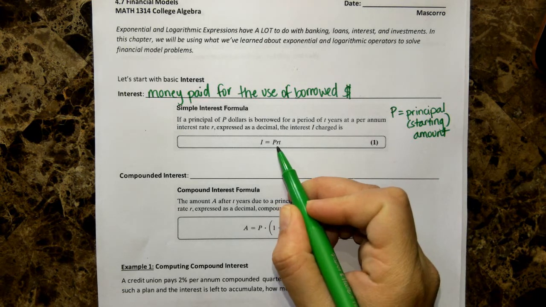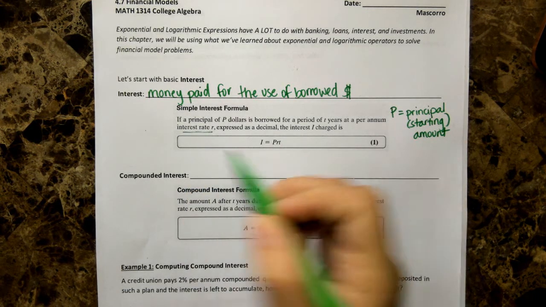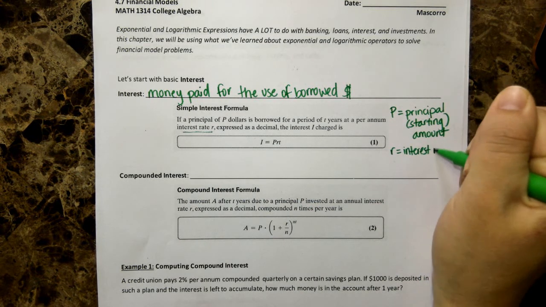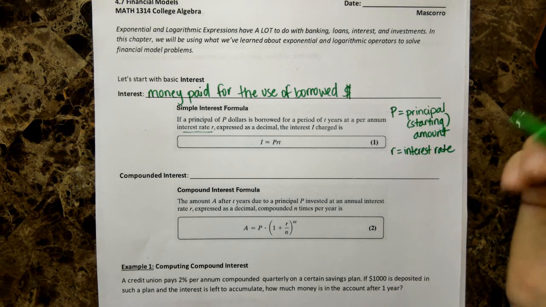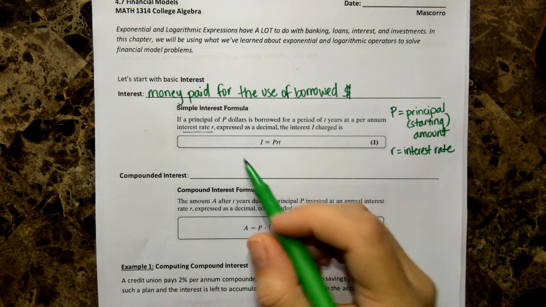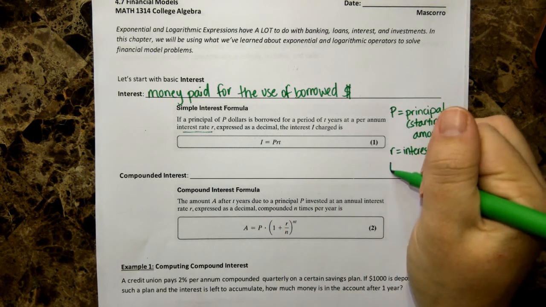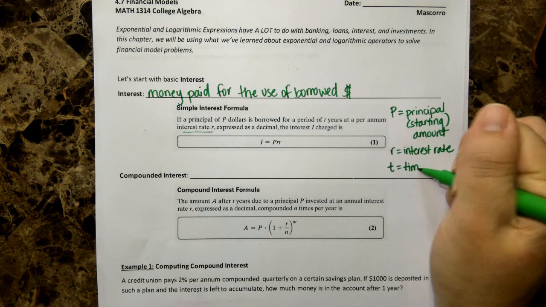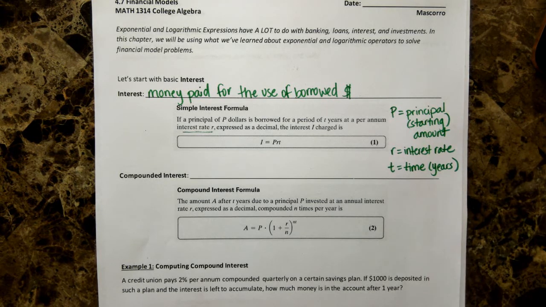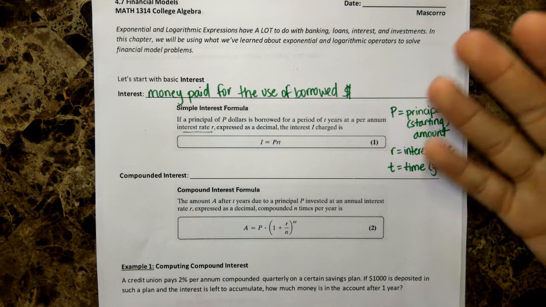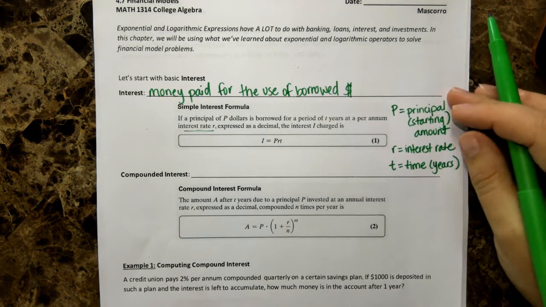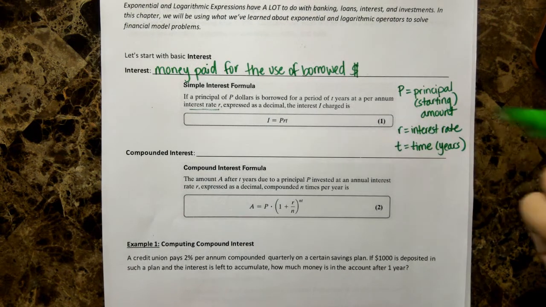This lowercase r stands for the interest rate. That is how much interest they're going to be charging you. It's generally given to you as a percentage, which you'll have to convert to a regular number, which we'll get to. And then the last variable here is T. T represents the time, and it's always in years that you're going to be taking out a loan for, or leaving money in a bank account for, etc. It's the time in years that this financial model is happening, pretty much. Okay, so that's what interest means.